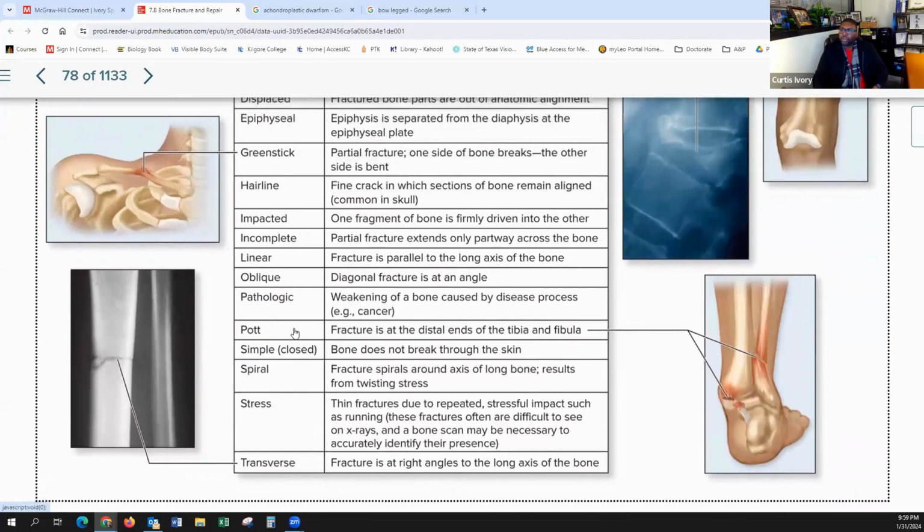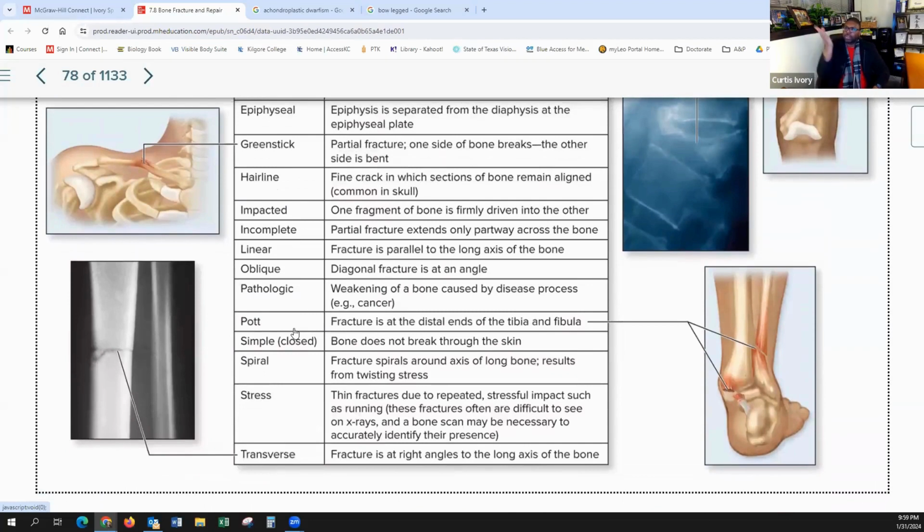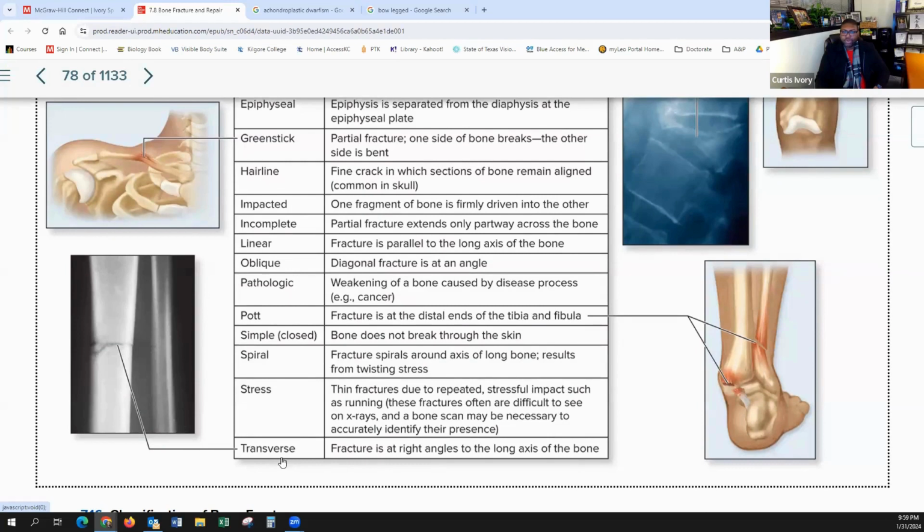Oblique, if you remember from our planes, is going into a diagonal or slanted fashion. A Pott fracture is at the distal ends of the tibia and fibula. And then here we have a transverse fracture. Transverse, again, is like the plane: it means straight up and across, or it separates superior from inferior.